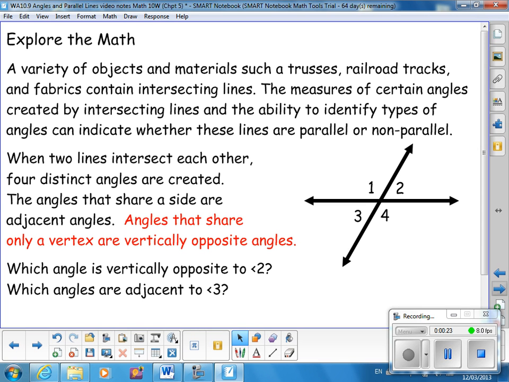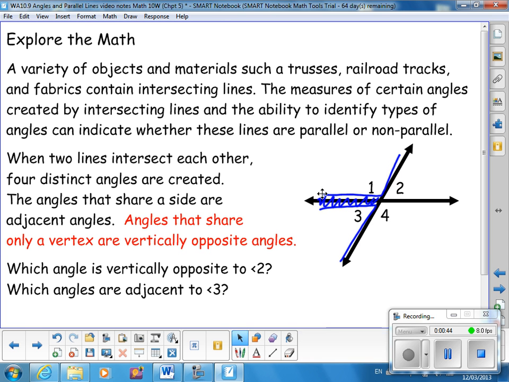When two lines intersect each other, four distinct angles are created. The angles that share a side are called adjacent angles. So angle 1 and angle 3 are adjacent because they share this common side. Okay? Angles that share only a vertex are vertically opposite.